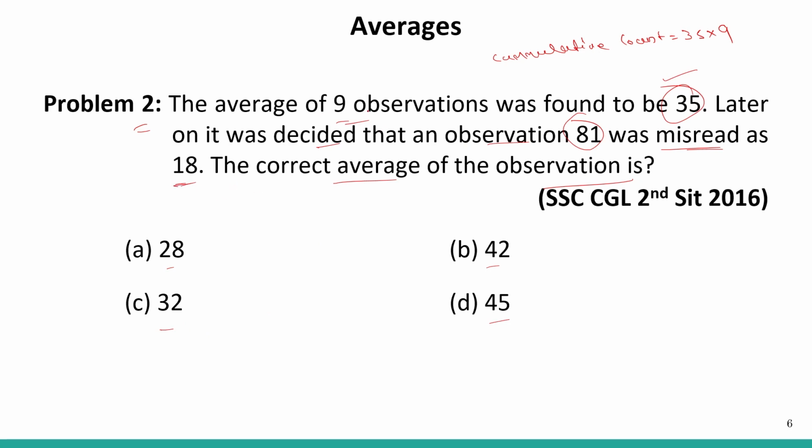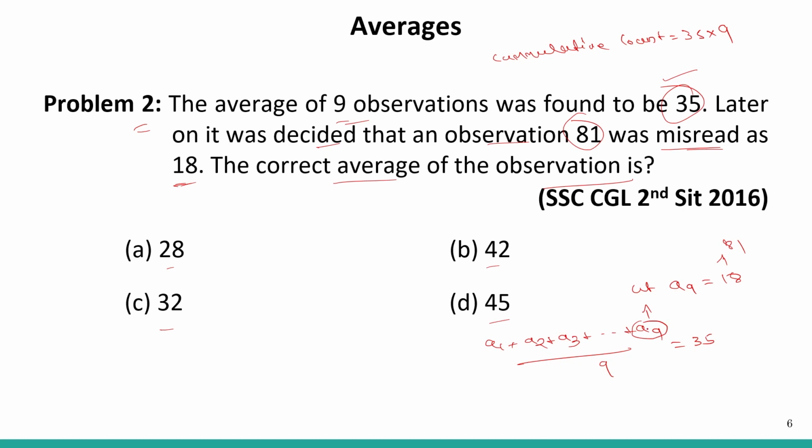So if there are 9 observations, let's say those observations are A1 plus A2 plus A3 plus dot dot dot plus A9, right? So this by 9 is equal to 35. This was what was recorded. Then it was later found out that one of these is 81. So let's say A9 is equal to 81. It was read as 18, but it was actually 81.